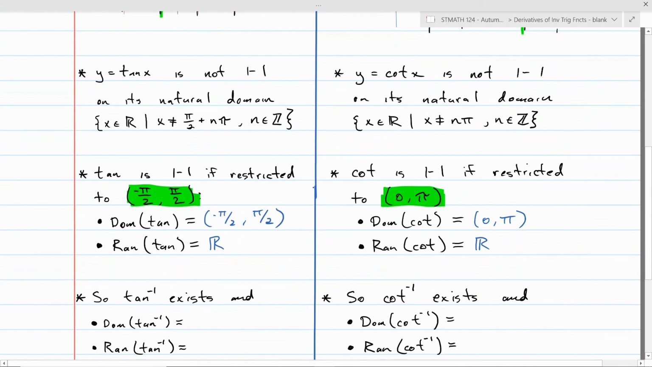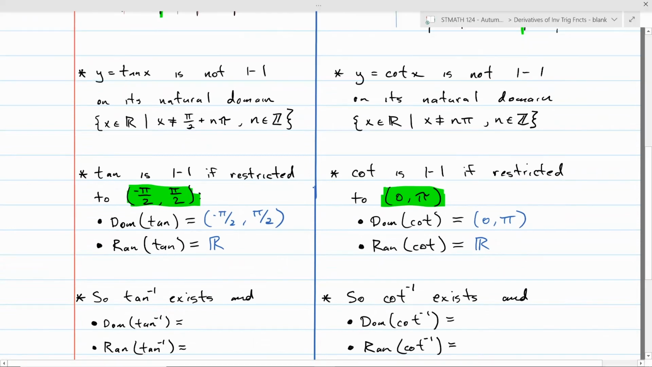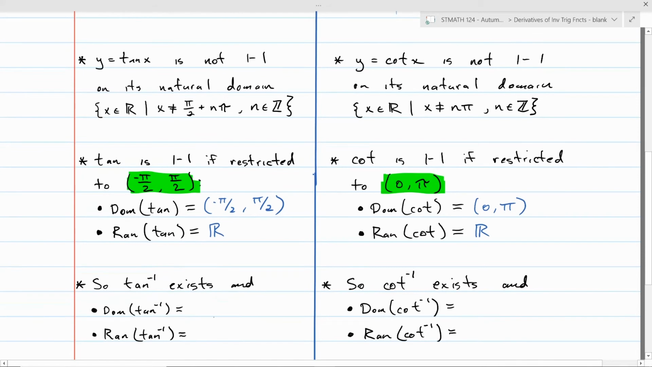So now that we got our functions suitably restricted so that they're 1-to-1, then we can get into talking about the inverses. So inverses exist, and we know that the domain of the tangent inverse function is just going to be the range of the original tangent, and the range of the tangent inverse is going to be the domain of the original tangent.